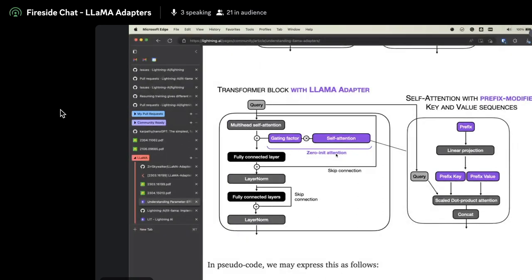And could you, based on this picture, explain a little bit the importance of these individual parts, this gating factor, what is zero init, why is it important to initialize this gating factor as zero, to give us a little bit of an intuition why this is working or why this is an important idea in your paper.